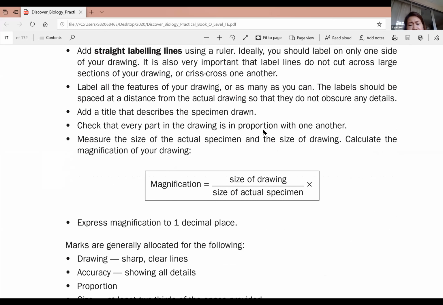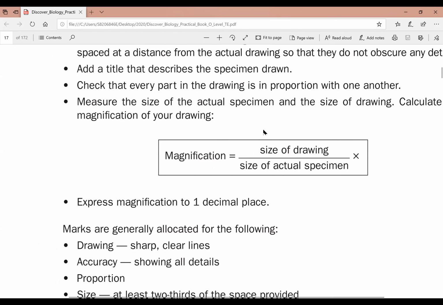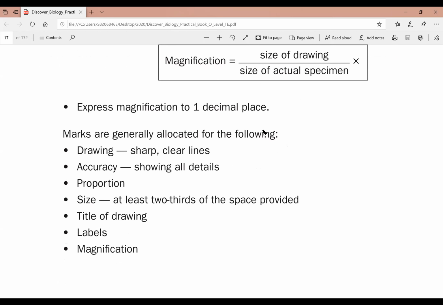Okay, so magnification is the size of the drawing over the actual specimen. Many of you draw the drawing so small, cannot, it must be bigger. It must be 1 decimal place. So these are the guidelines. When you draw, you must draw sharp, clear lines, showing all the details and proportion, and the size. Make use of all the space available. Draw big and clear, with labels and magnification.